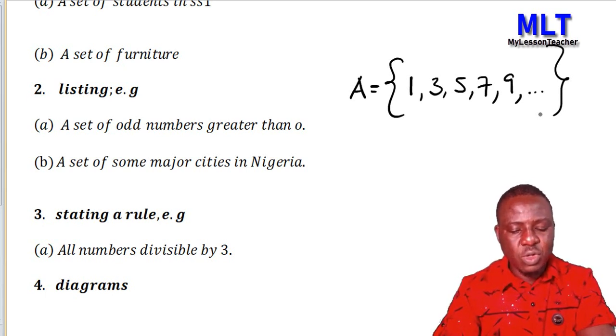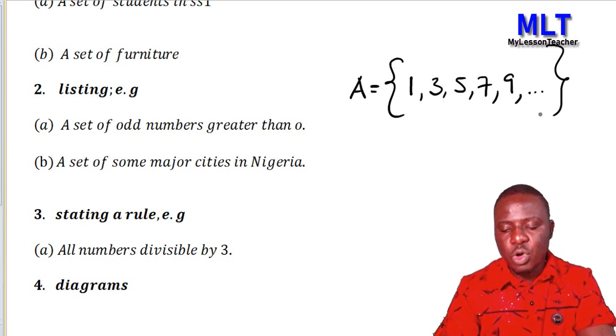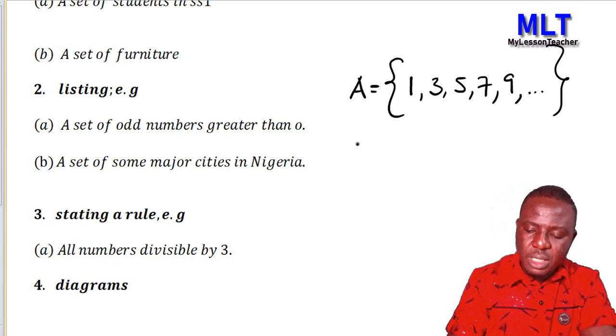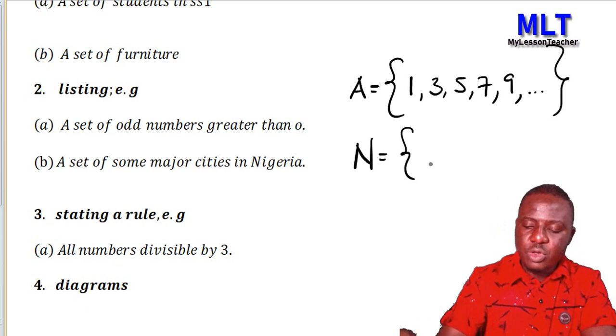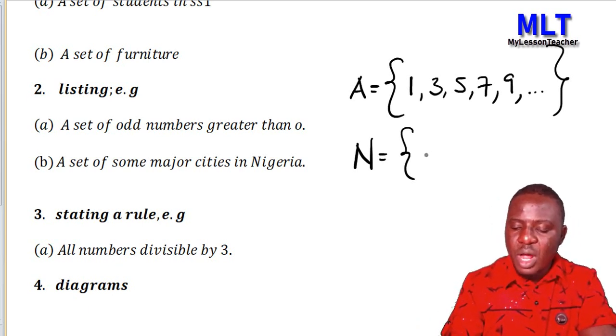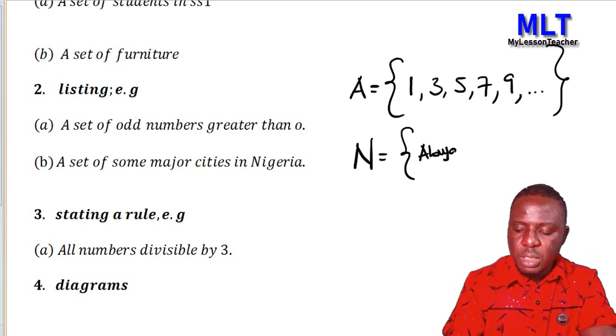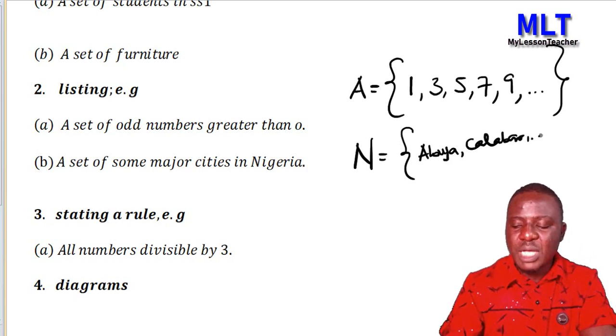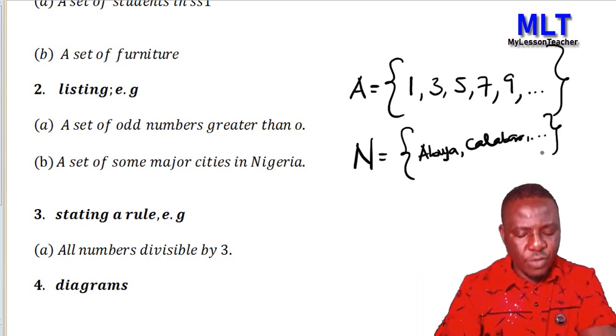Or we have a set of some major cities in Nigeria. So all you need to do is to write, let's take N to stand for Nigeria, and then you begin to list out the major cities in Nigeria. When you have places like Abuja, you write Abuja, Calabar, Lagos, Port Harcourt, and what have you.